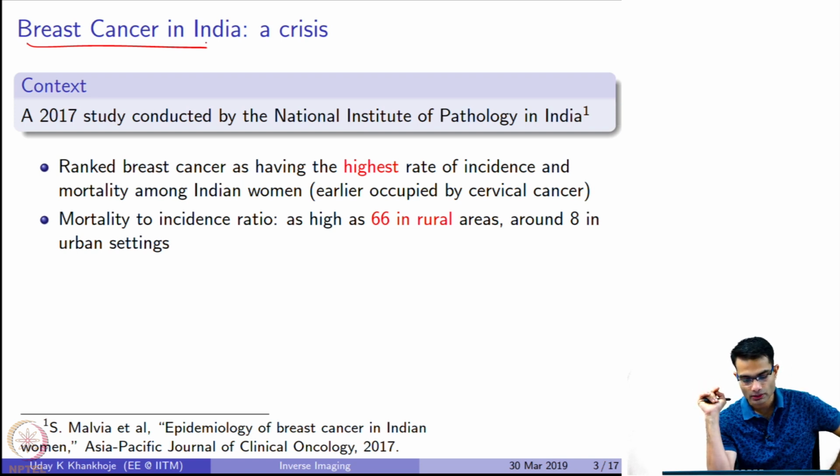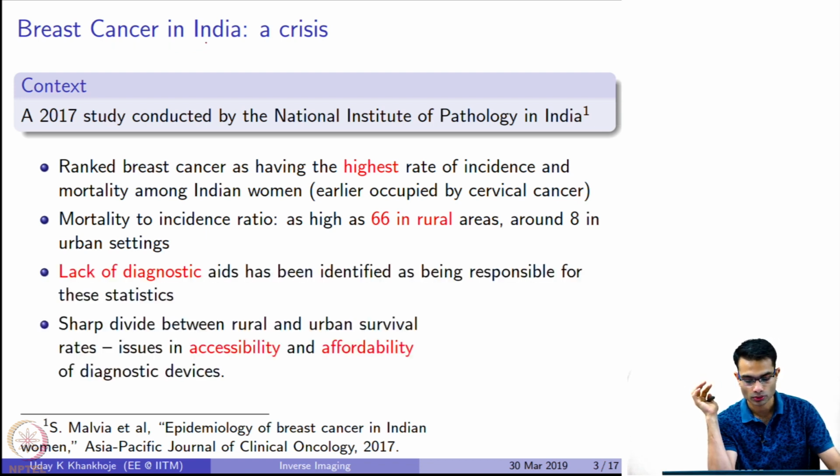And what is very alarming is that there is a ratio called mortality to incidence. That means if 100 people got this disease, how many died? That number in rural areas is very large, 66. In urban areas, it is much less, it is 8. There's a huge difference between rural India and urban India.